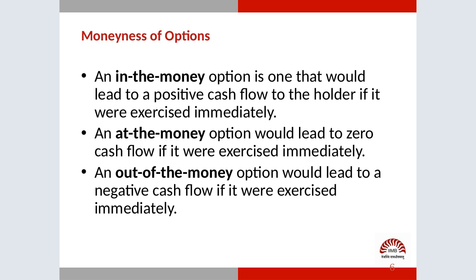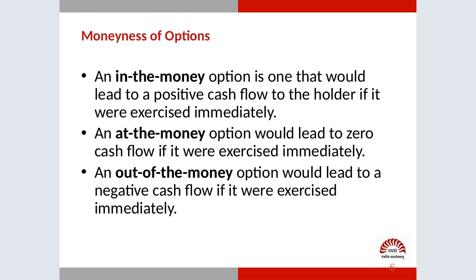Now, again, something I defined on the first day, there is something called the moneyness of the option. And what is the moneyness of the option? An option is defined to be in the money if it would lead to a positive cash flow if it is exercised immediately. So if the option were to be exercised right now, would it lead to a positive cash flow for the holder? If that happens, then the option is said to be in the money. Obviously, if by immediate exercise it does not lead to any cash flow, so the cash flow is exactly zero.